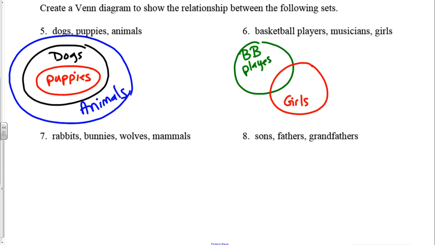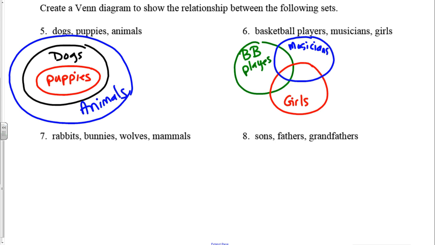Could there be basketball players that are musicians? I think so. Could there be girls that are musicians? I think so too, which means my next circle can't just intersect with the green basketball players, and it can't just intersect with the red girls. It's got to intersect with both of them. So my musicians are actually going to go right here. So that means I have some musicians that are girls, I have some musicians that are basketball players, and I have some musicians that are girls and basketball players. So here's our relationship between basketball players, musicians, and girls.